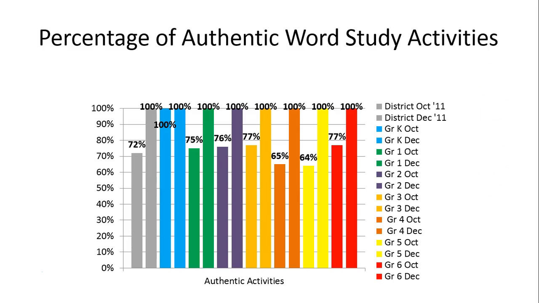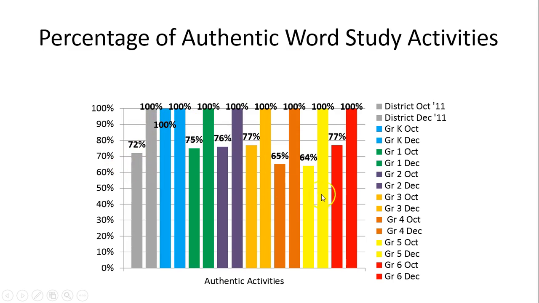When we looked at the activities, you'll see the first walkthrough was in October. On the whole, K through 6, 72% of the activities were considered authentic, which means they were actually applicable to students' reading and writing, whereas the other 28% were isolated practice that didn't apply back into students' reading and writing. The only grade that was at 100% for authentic activity was kindergarten, not a surprise. Green is first grade, purple is second, gold third, then fourth, fifth, and sixth.